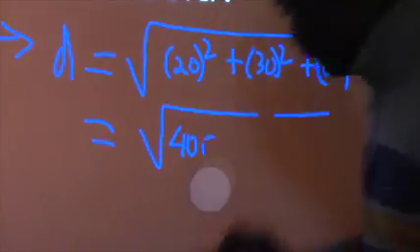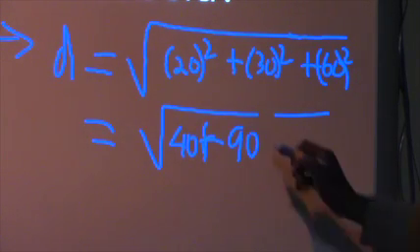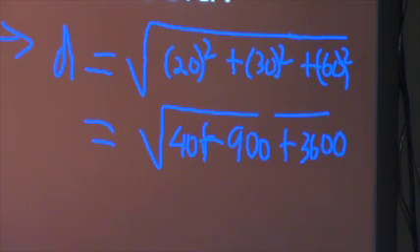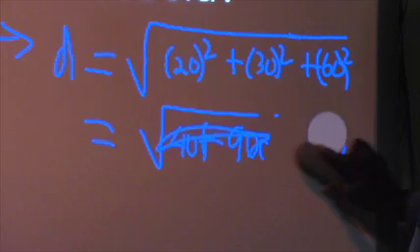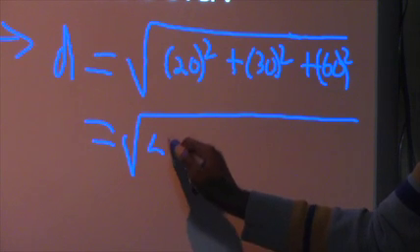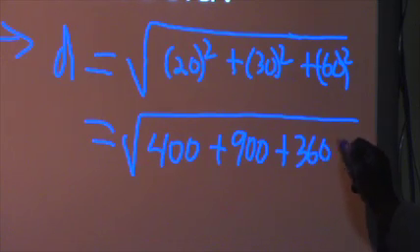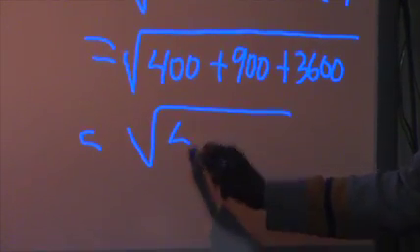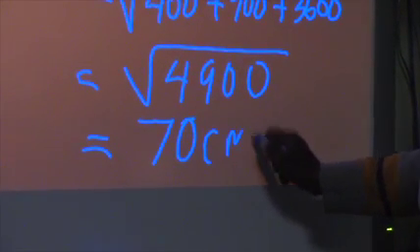I'm sorry. 30 squared is 900, and 60 squared is 3,600. So let's add that up. Oh, I'm sorry. Let me rewrite this expression here. So 400 plus 900 plus 3,600, and from what I'm seeing, this is going to give me 4,900, and that is going to give me a square root of 70, what? 70 centimeters.